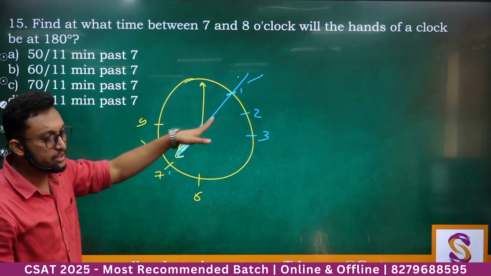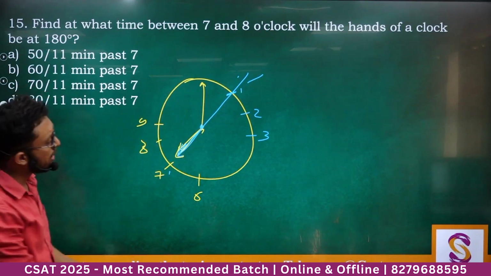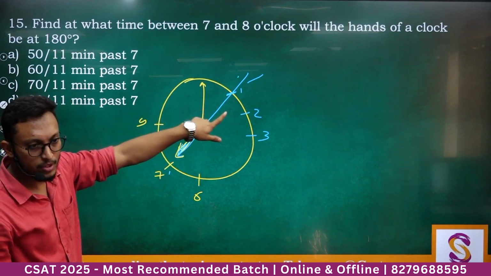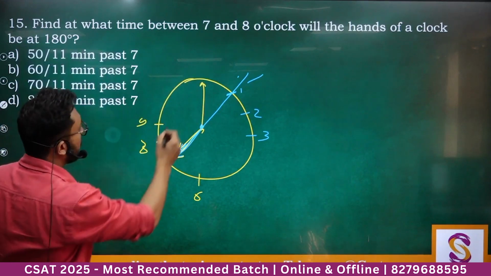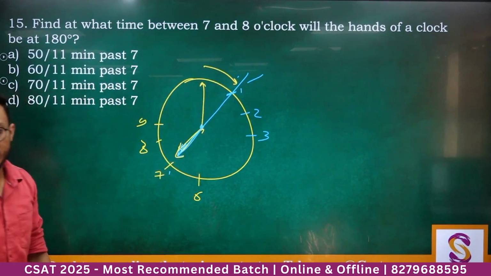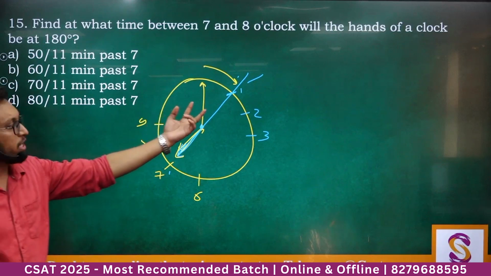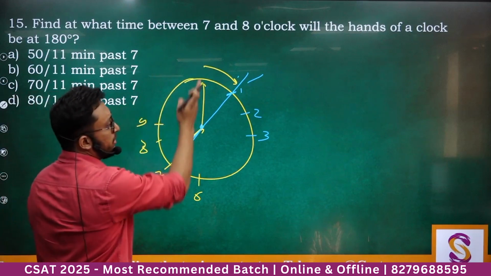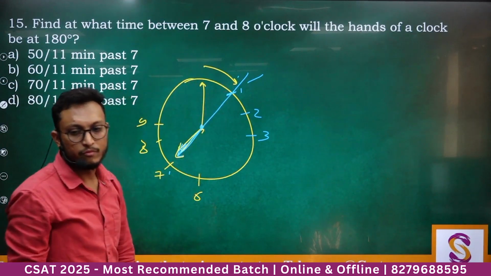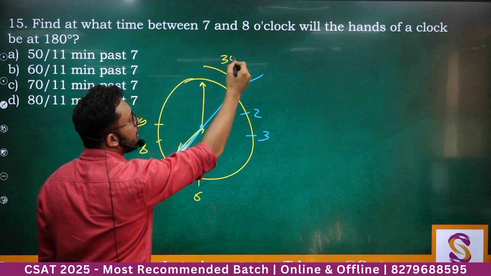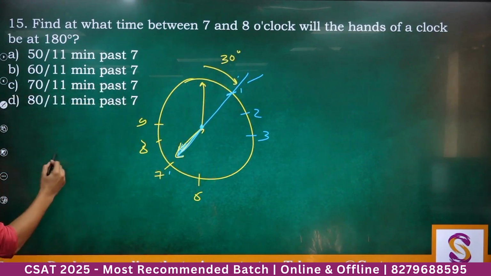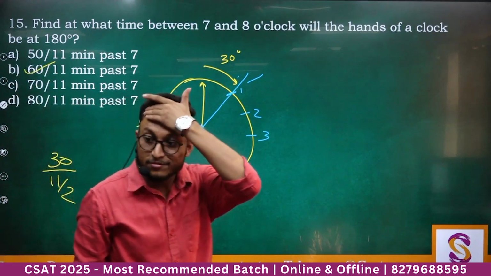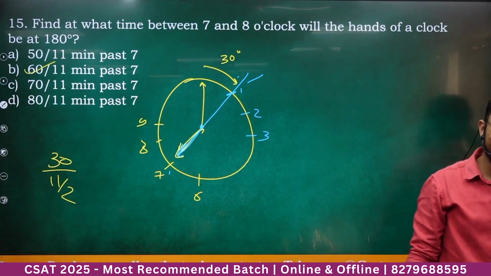This is nothing but an extended part. Yes, they will move, but they will move together and it will always be opposite to this. So when this minute hand meets this particular extended part of this hand, both hands will be opposite. Now see how far it is. Distance between these two, one sector is 30 degrees, so it has to move 30 degrees. 30 by 11 by 2, answer is 60 by 11. This is what was coming. Understood?